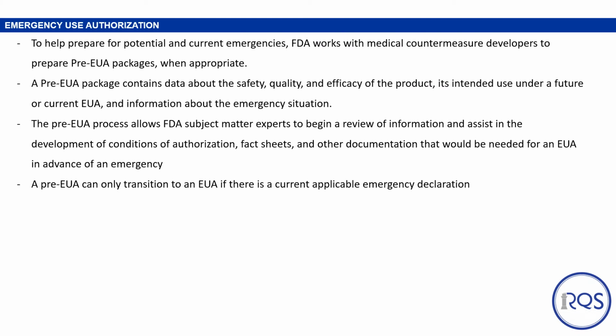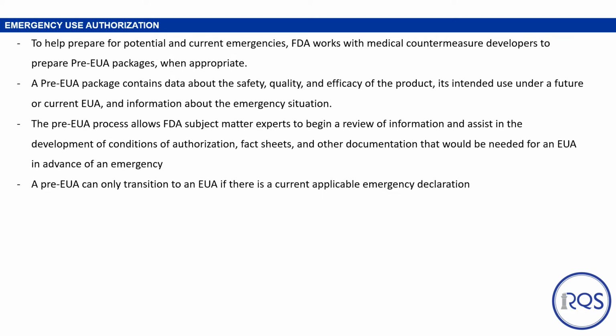To help prepare for potential and current emergencies, the FDA works with medical countermeasure developers to prepare pre-EUA packages when appropriate. Pre-EUA packages contain data and information about the safety, quality, and efficacy of a product, its intended use for the future or current EUA, and information about the emergency or potential emergency situation.